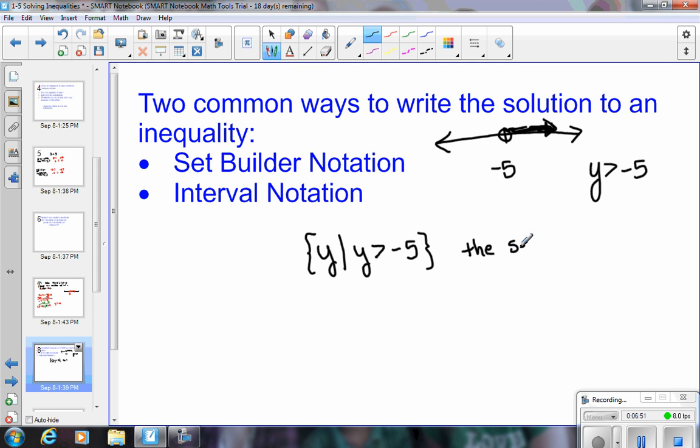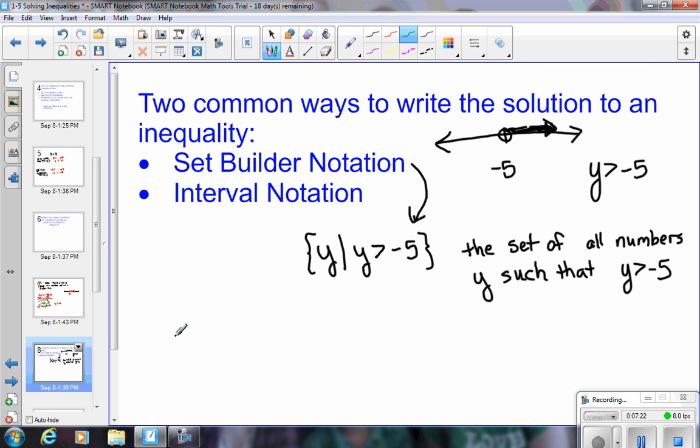The set of all numbers y such that y is greater than negative 5. So you can see why we like to have a shorthand notation for that. This line right here is the "such that" part. This is the set of all numbers y such that y is greater than negative 5. So this was the set builder notation.